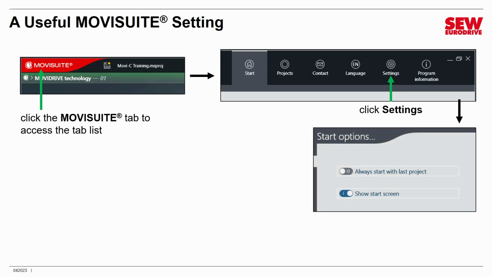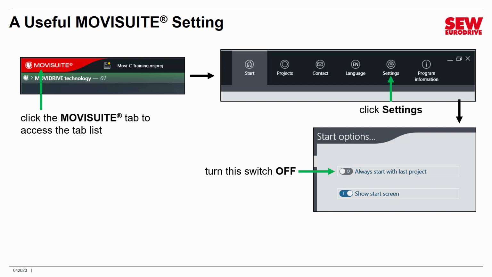You'll get this choice here, and there are two switches. Always start with last project and show start screen. And I would strongly urge you to turn this switch off. It's by default on. Now, if it's on, it will always revert to the last project that you did. Now, if you're a programmer for one single company, that might be useful. But if you work in the field and you're servicing lots of different people's systems, you really don't want to go to the last project you did because that's probably some other company's project.